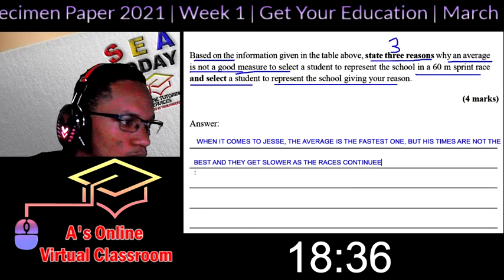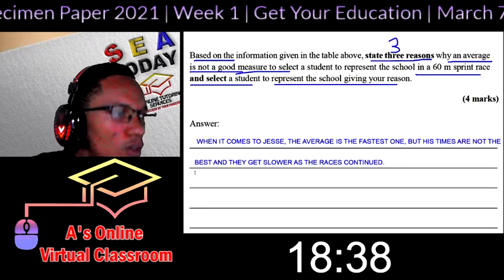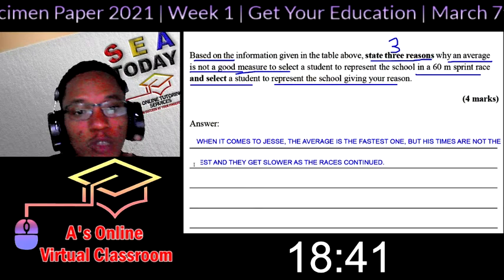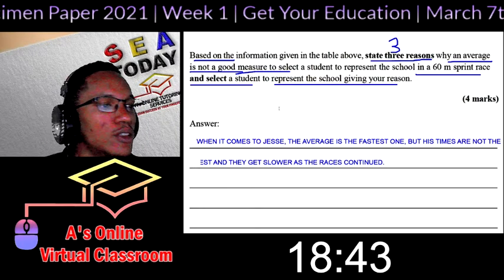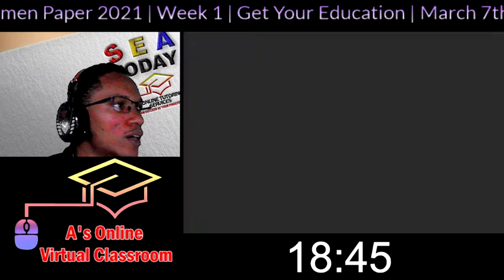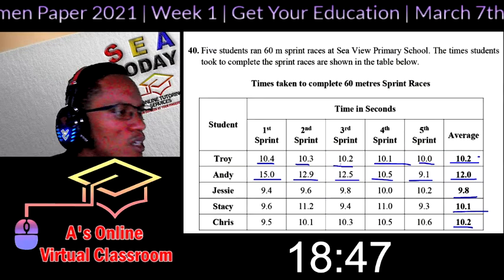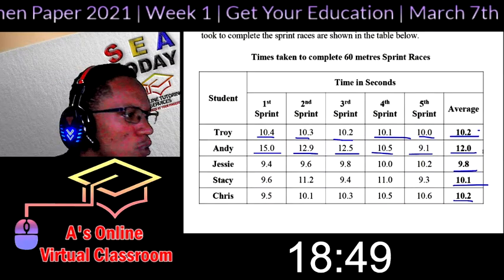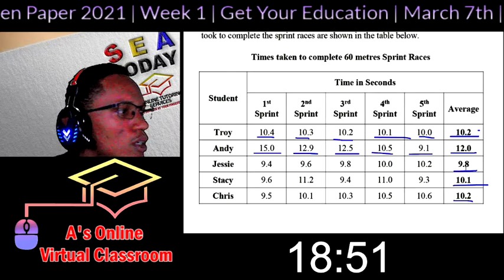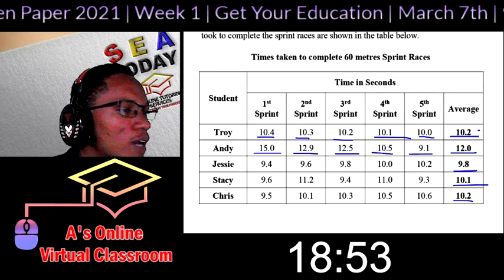Alright, so that's Jesse. That would be one reason why I wouldn't use the average. Alright, so let's go back and take a look at somebody else. So Jesse was 9.8. So I'm seeing here two people have 10.2.